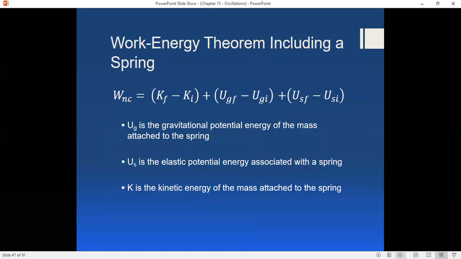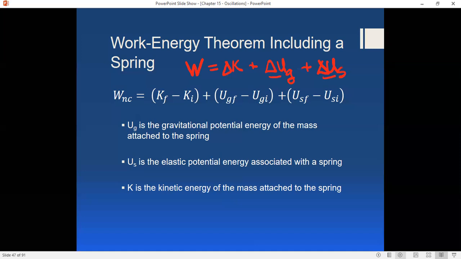So if we want to extend our work energy theorem, another way of writing work is the following: the change in kinetic energy plus the change in potential energy due to gravity. We can add this extra term for the spring energy. Anytime you have a conservative force, you can create a potential energy function for that. Gravity is a conservative force. Therefore, we have a potential energy for gravity.